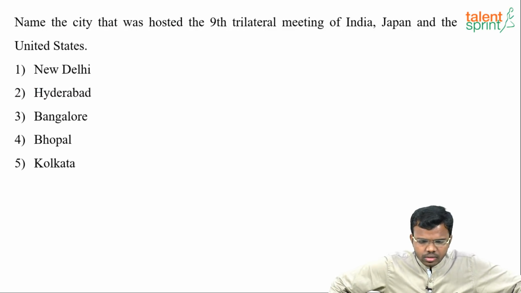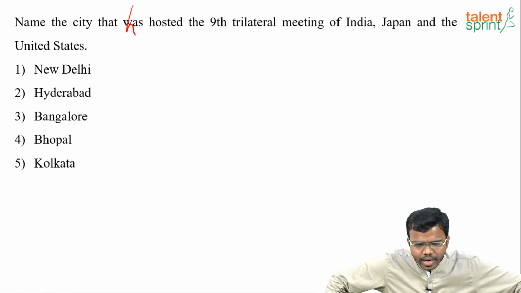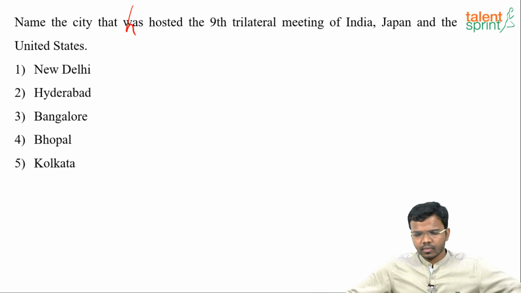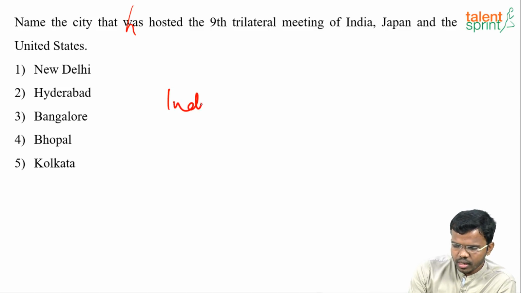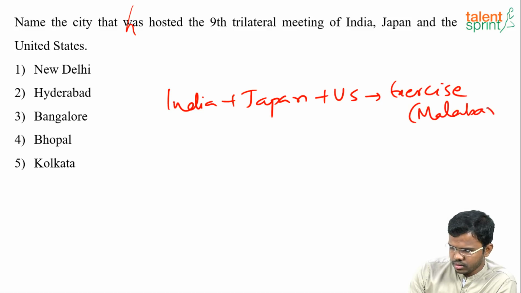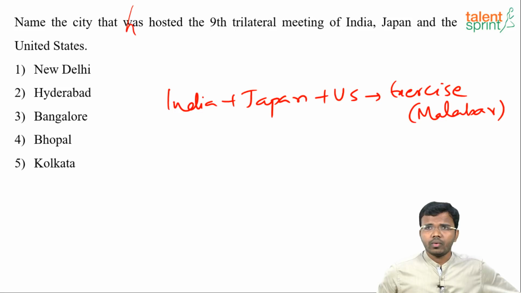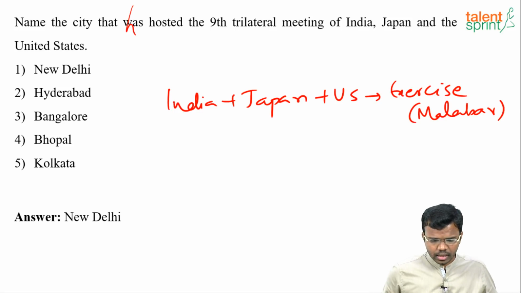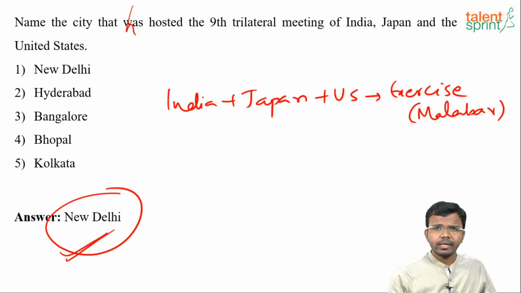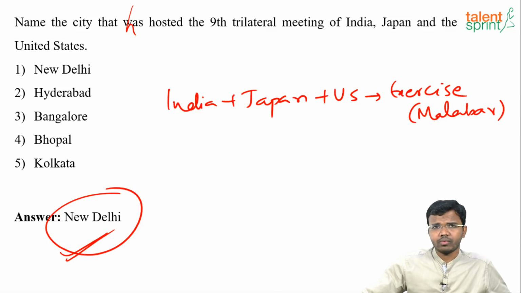Next, name the city that hosted the 9th Trilateral Meeting of India, Japan and the United States. If you remember, the military exercise between India, Japan and the US is Exercise Malabar. Okay, right. So it was held at New Delhi. See, most of the events will be held in New Delhi. If it is not held in New Delhi, please note it down so that you will not miss that question.